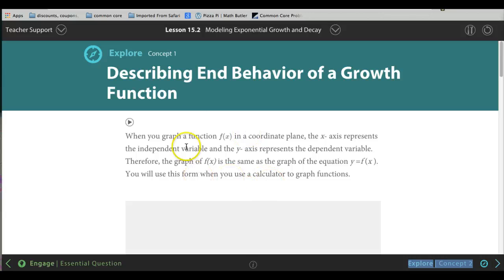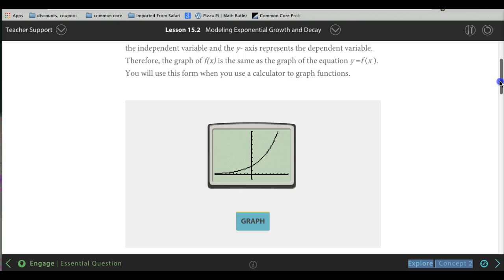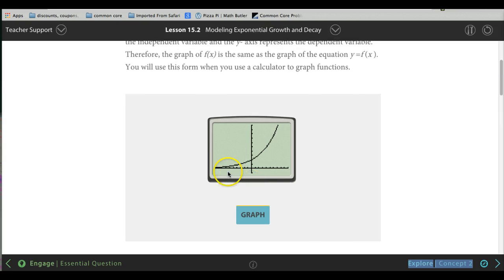First of all, over here, you have to describe the end behavior of a growth function. Now, in case you don't remember, this is something that we learned in chapter 14 or module 14, right? So again, when you graph a function in a coordinate plane, the x-axis, and so on. In other words, what that means is you have a graph like this, okay?